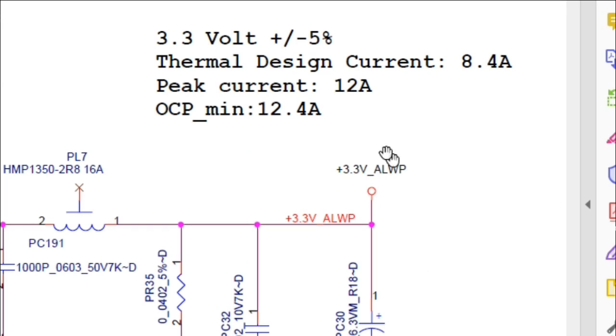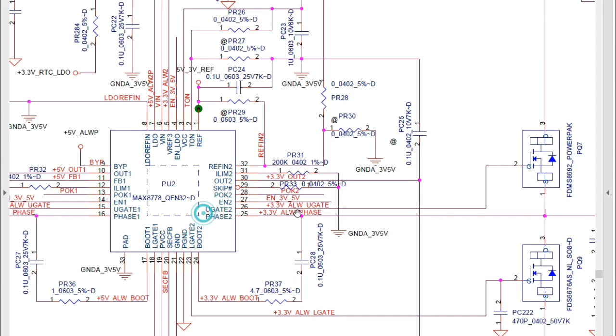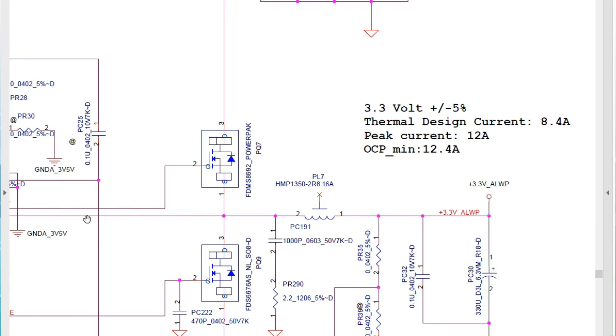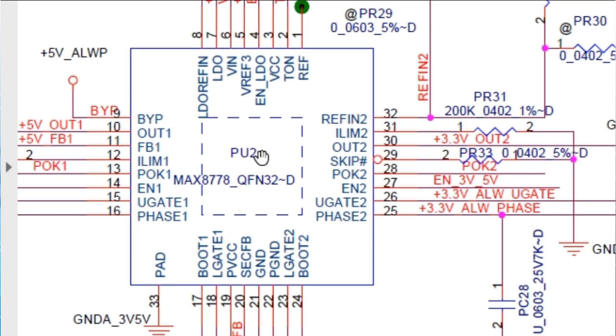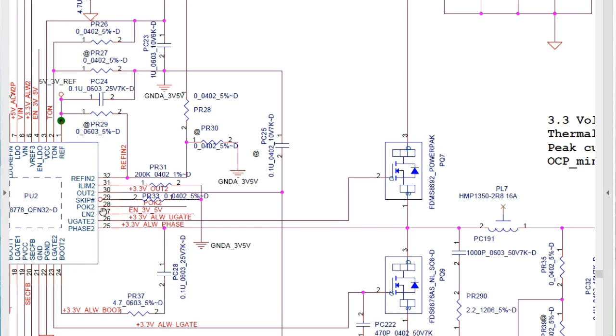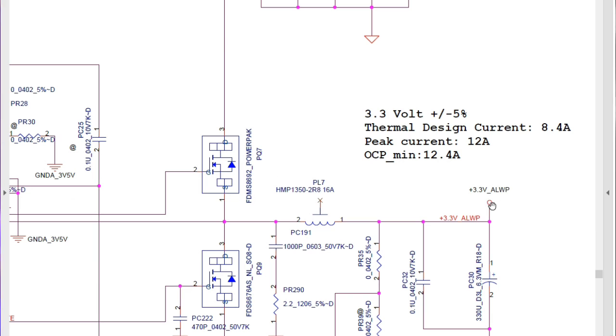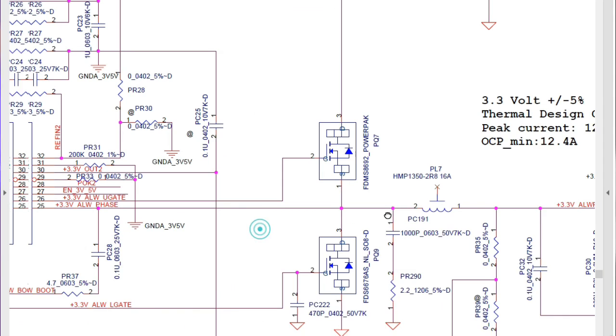So as you see here, this is the 3.3 volts. Here we get the 3.3 volt. And this is the IC that is responsible for this 3.3 volt. This is the IC, the PU2, the Max 8778. So this IC is responsible for generating 3.3 volts.